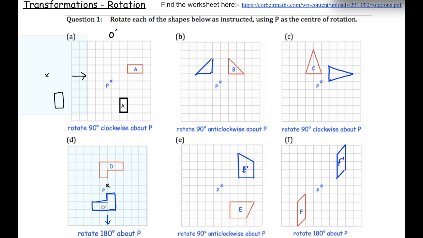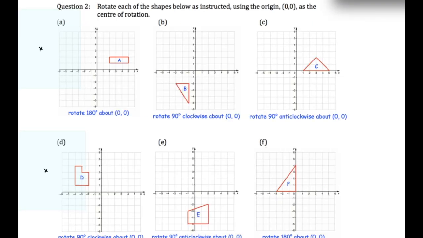Okay, so here are E and F. Again, anti-clockwise, so you're going to the left in this case. So going to the left, that means it goes up that way. And this is a rotate 180, therefore it doesn't matter whether you go clockwise or anti-clockwise.